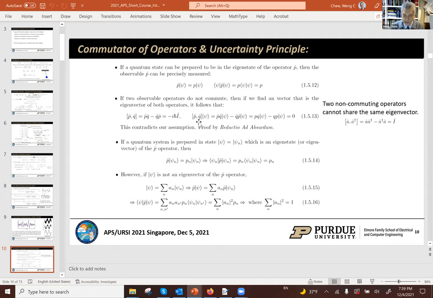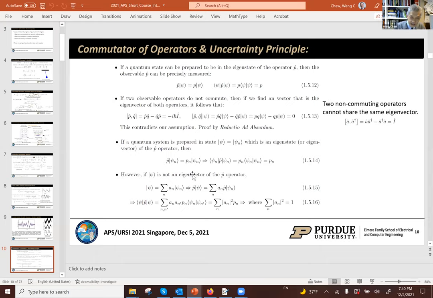And then if you were to assume that there is an eigenfunction that is the eigenfunction of both of them, and you go through the algebra, you can find that since psi is an eigenfunction of this, this becomes scalar numbers, and then you get zeros. So this gives rise to a contradiction. So there cannot be such an eigenfunction around. It cannot be the eigenfunction of both of them, and this is proved by contradiction.